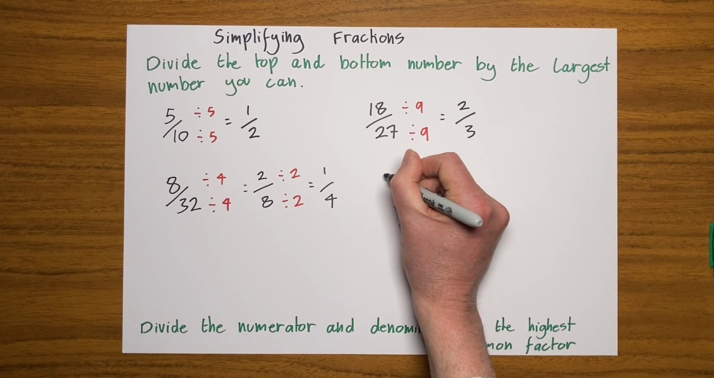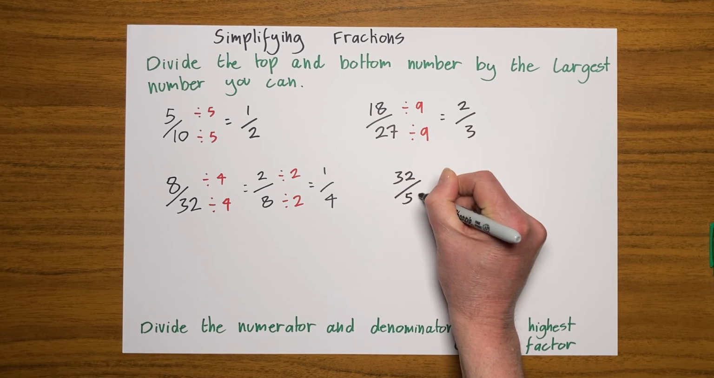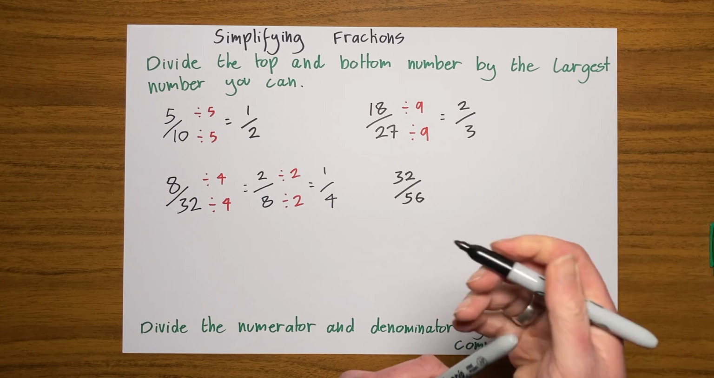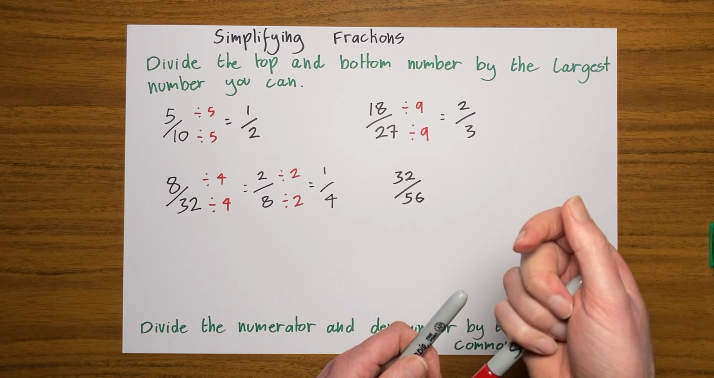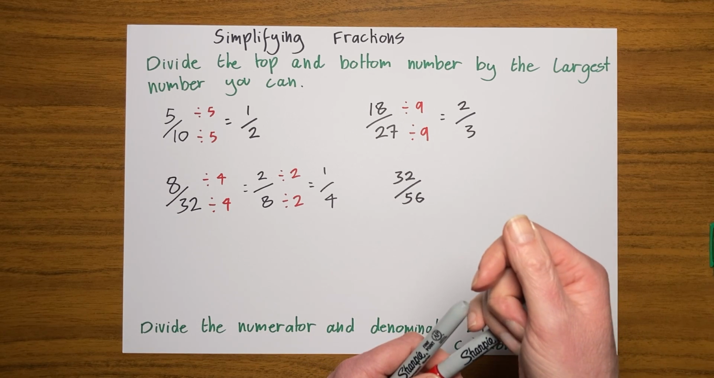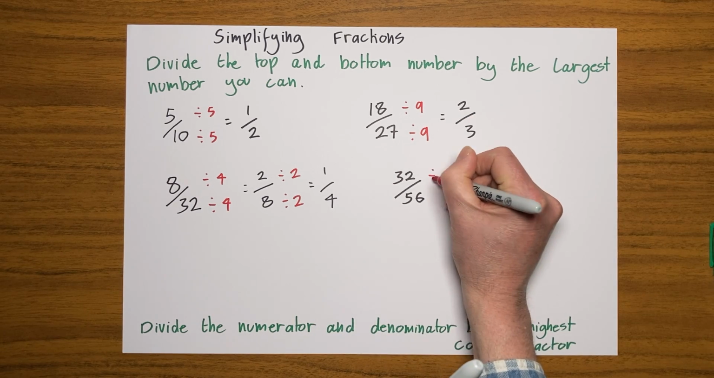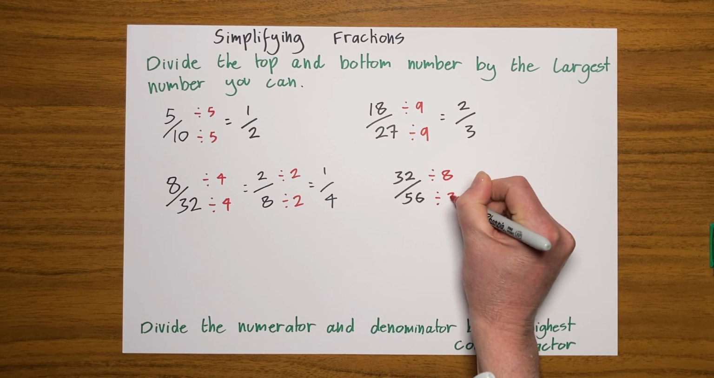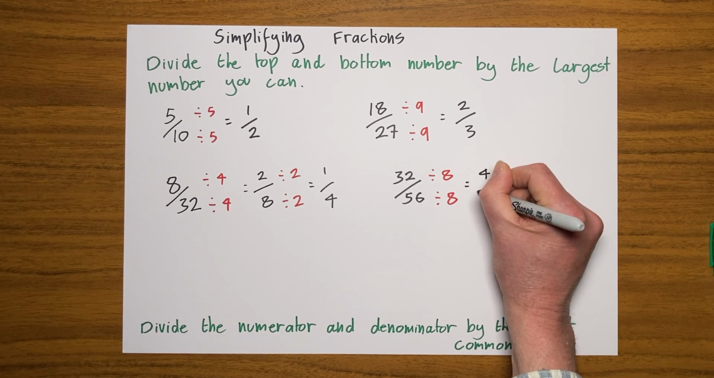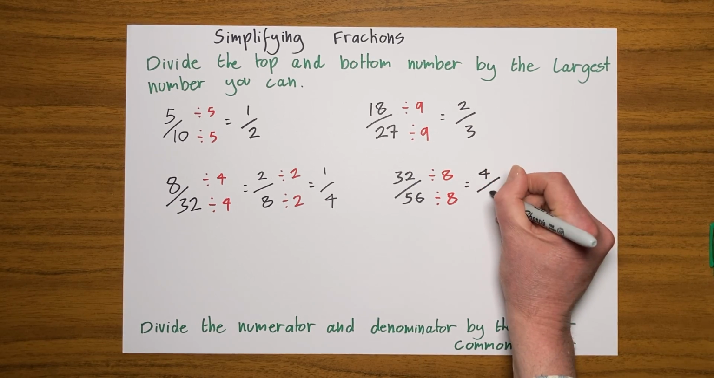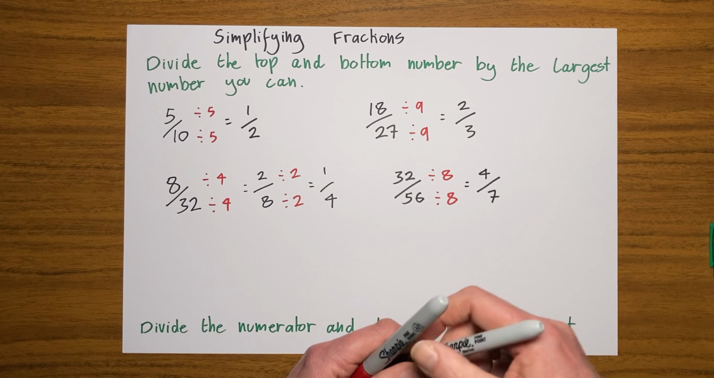I've got 32/56, and let's see if we can simplify that. So again, let's have a look. What is the largest number that goes into 32 and into 56? And it is, of course, 8. So 32 divided by 8 equals 4. 56 divided by 8 equals 7. So 32/56 is 4/7. Let's just do one more for luck.